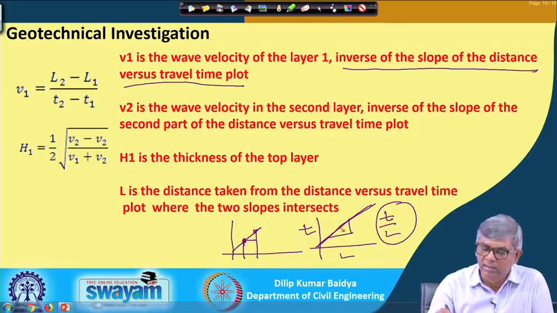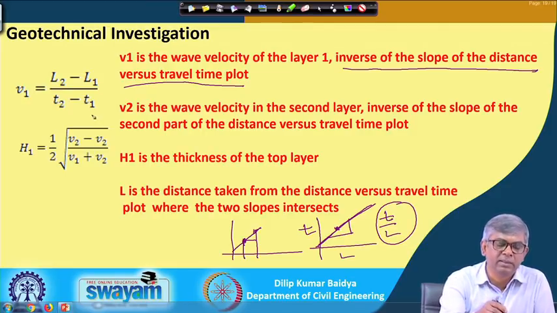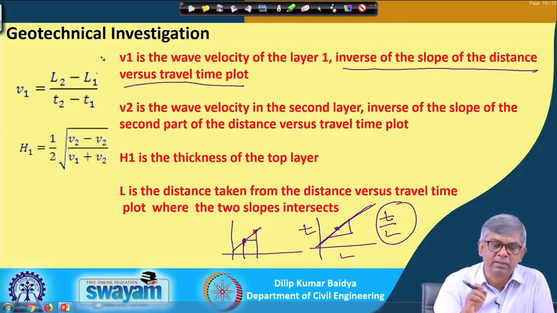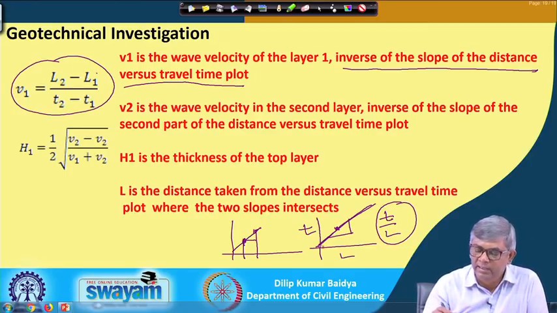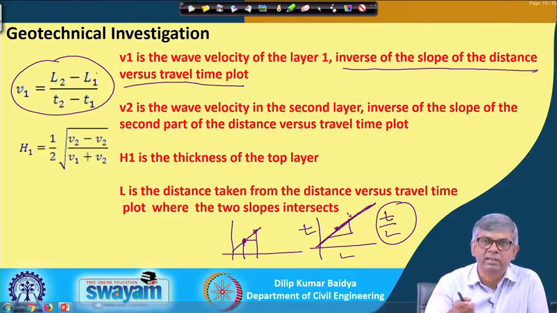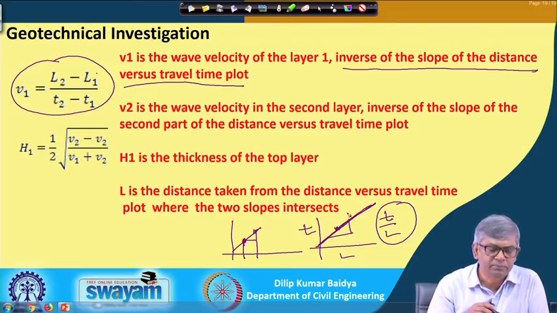Otherwise, on the line you can fix 2 points and read the velocity, and for those 2 points you read the time. So, the difference of length divided by the difference of time gives you velocity V1. Or if you plot a graph paper, you just measure the slope and then invert it, and that will directly give you the velocity of that particular layer.